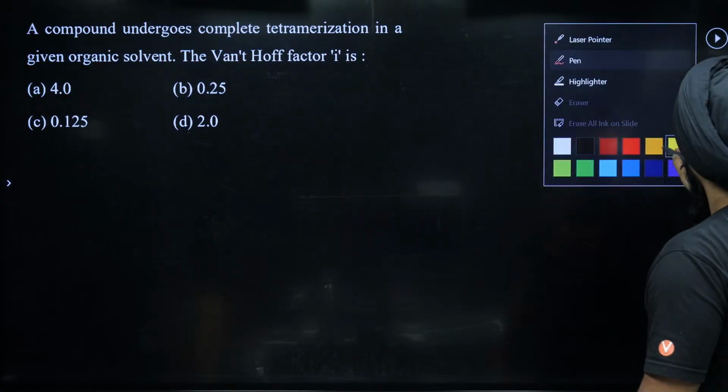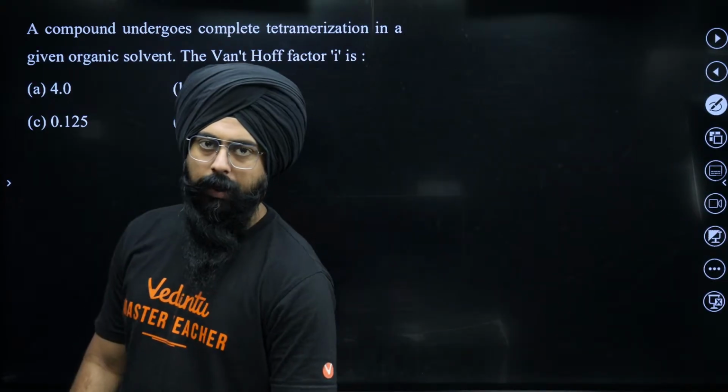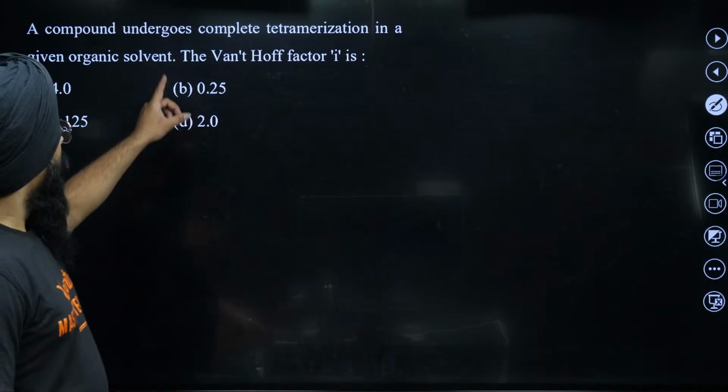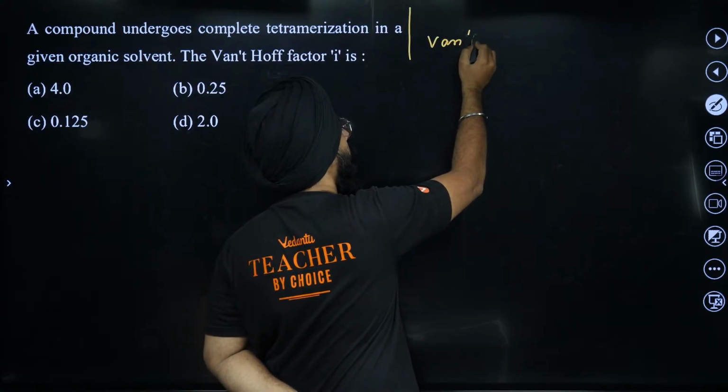All right. Let's try this one. A compound goes complete tetramerization in an organic solvent. What is the Van't Hoff factor? How do we define Van't Hoff factor, people?